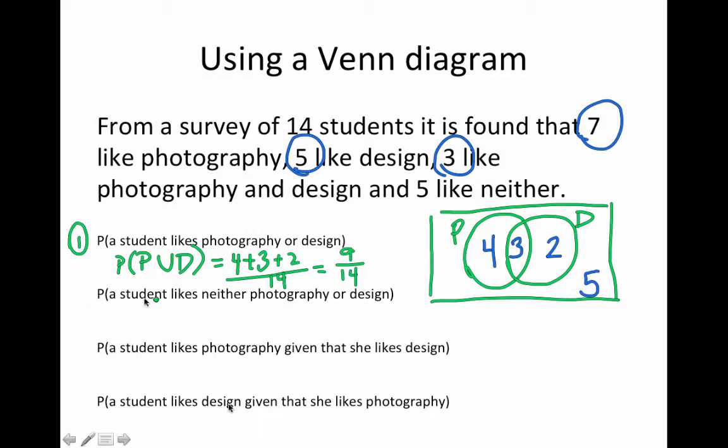Okay, so the second probability I want to find is the probability that a student likes neither photography or design. Well, that's one of the values you were given, 5. So the probability that a student likes neither photography or design, so it's kind of like photography or design not, is equal to 5, this number all by itself, out of 14.